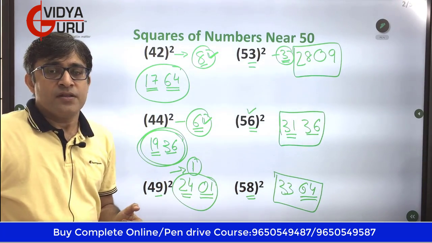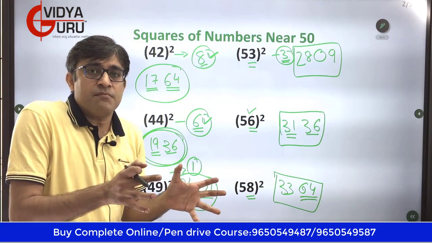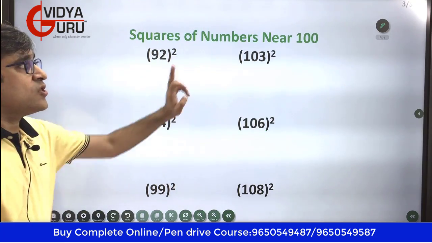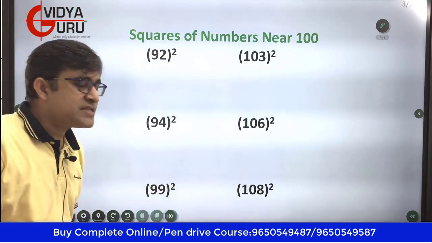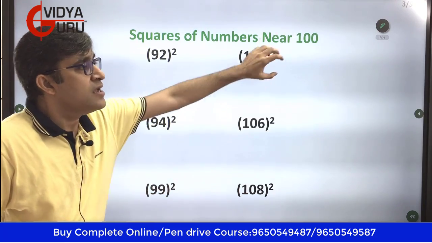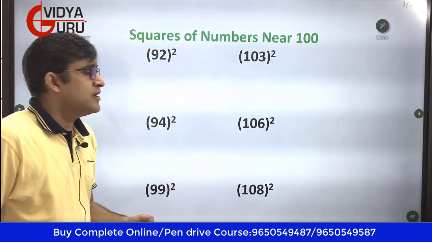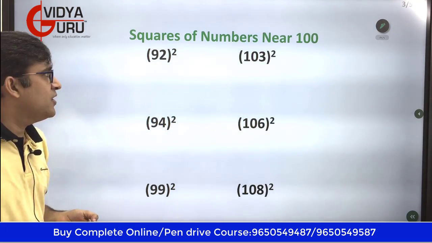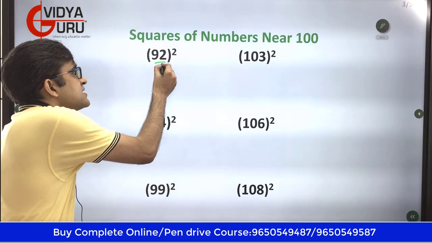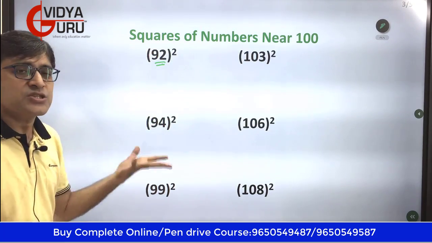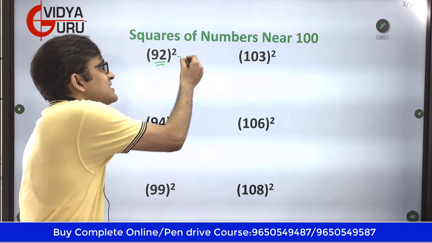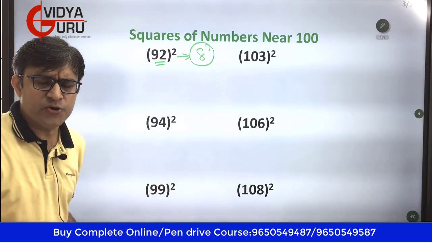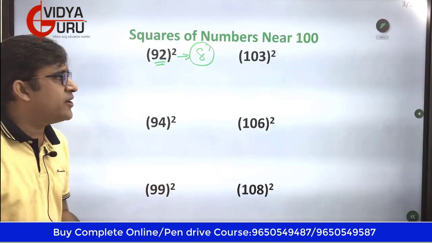Now, what if there are some numbers which are near 100? Let's now focus on those squares, students, which are somewhat near 100. So first up, somewhat less than 100. The first thing we are discussing is 92 square. So ask yourself, how less is it as compared to 100? It is 8 less as compared to 100.